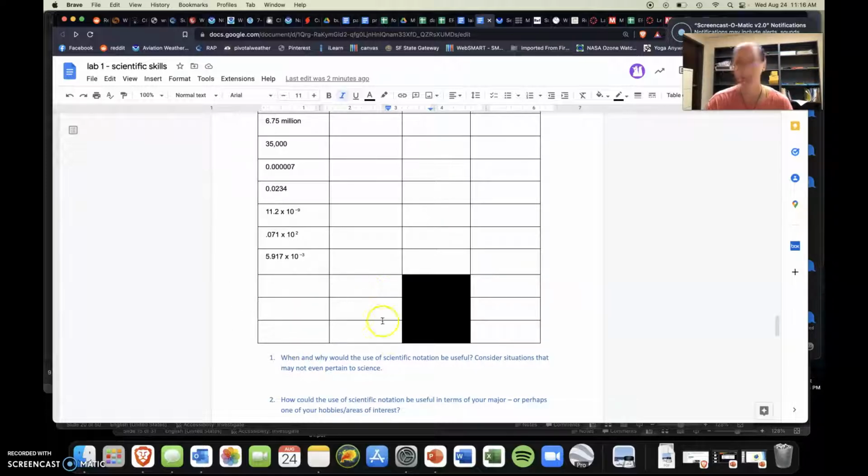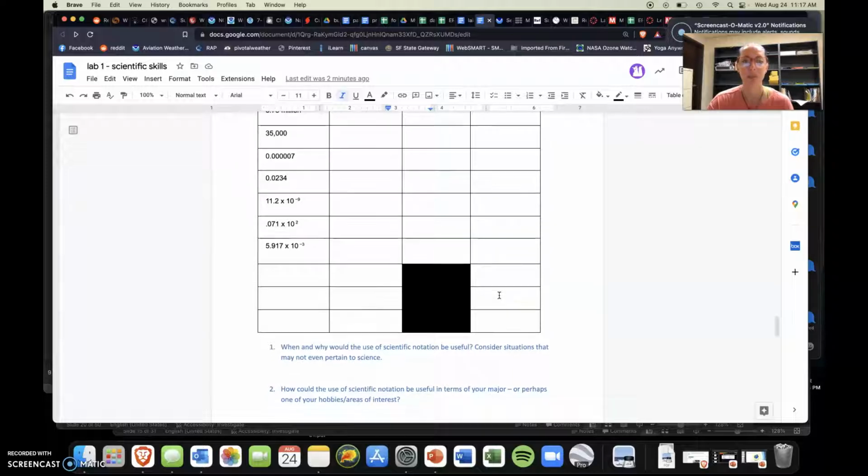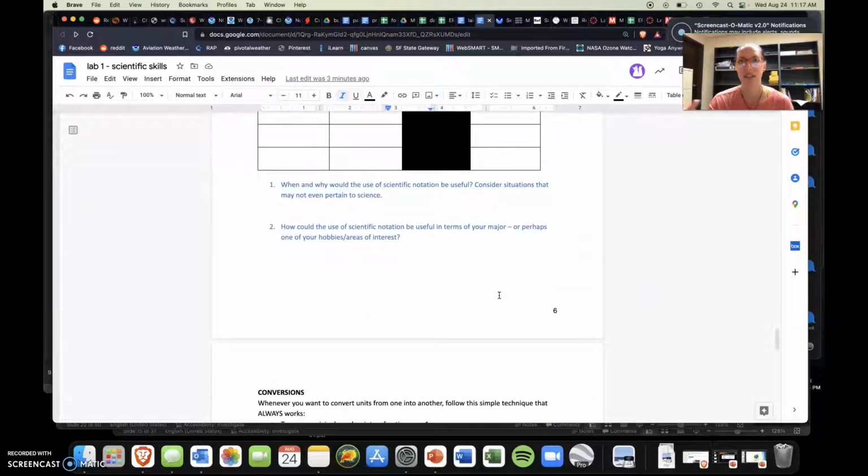Then you'll either convert it into or just expand it out into scientific notation, and then the prefix that would be useful for that. All right. So that's just like getting us into tune with the numbers, and then a couple of questions here. When and why would scientific notation be useful?